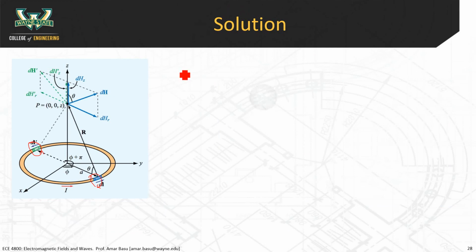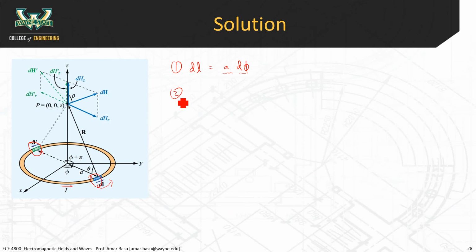The way you set up this problem, dl in this case is equal to a times d phi. You're in a cylindrical coordinate system, so your dl is going around a circle. So in the cylindrical coordinate system, this is the radius, and then here's your d phi.